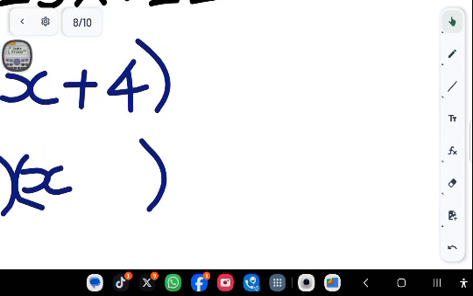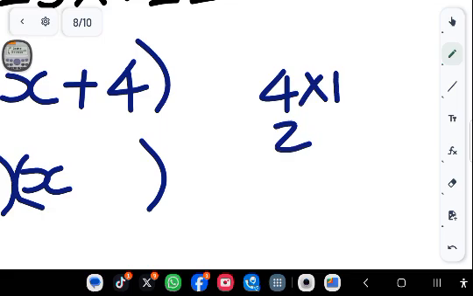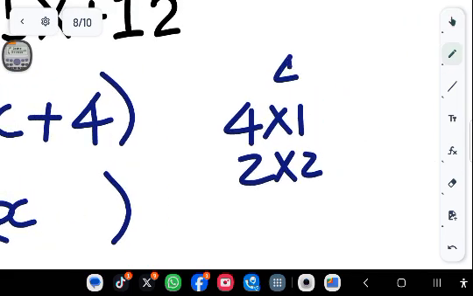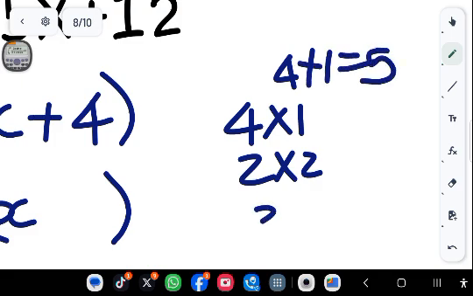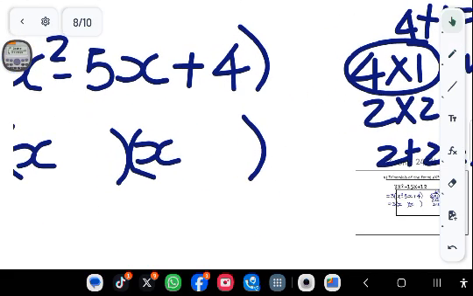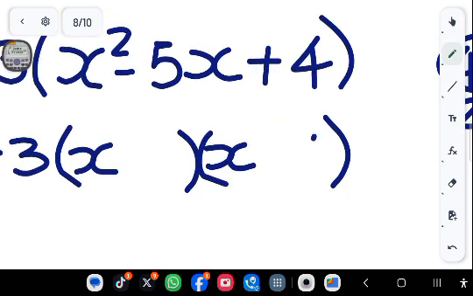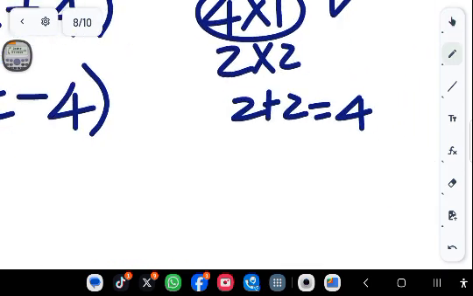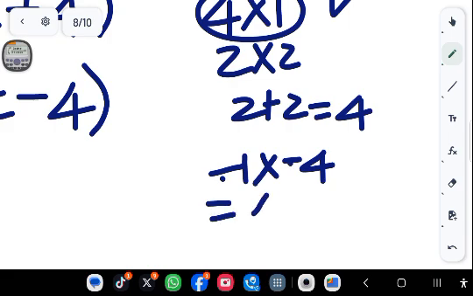Now 4 times 1, so we're looking for factor pair combinations of 4 now. 4 times 1. Okay, 4 plus 1 will give us 5. 2 plus 2 will give us 4. So the factor pair combination that gives us the 5 in the middle will be 4 and 1. And we have minuses, because when we multiply the minuses together, they'll give us a positive, but when we add them, they will give us a negative. Don't believe me? Let's look at this. Negative 1 times negative 4. Negative times negative equals positive.